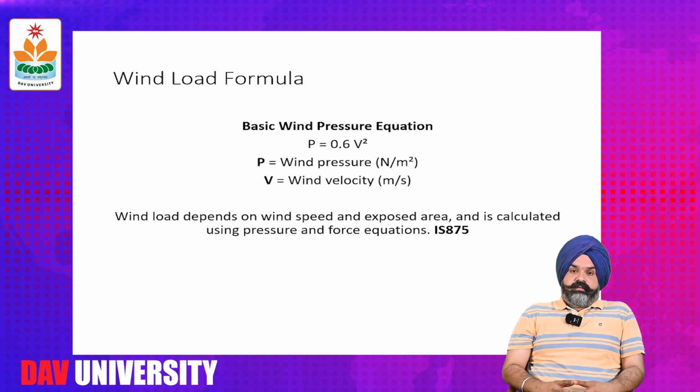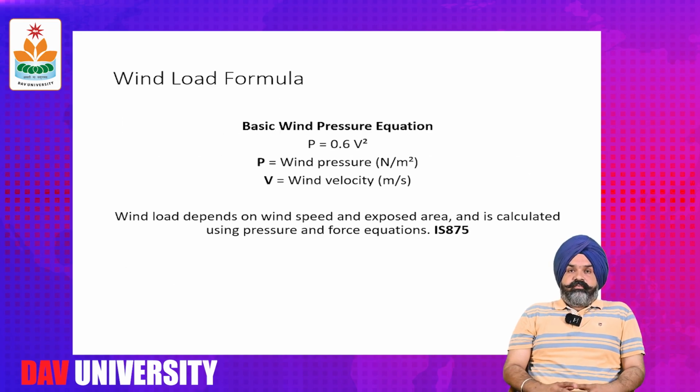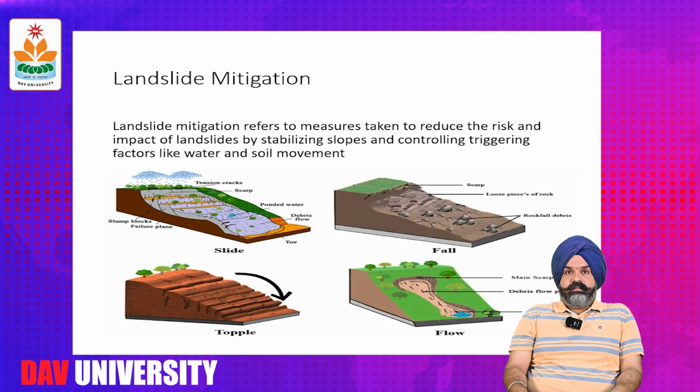Now, for this cyclone resistant design, we have a wind load formula. This is the wind pressure equation: P equals 0.6 V squared, where P is the wind pressure in Newton per meter squared and V is the wind velocity in meters per second. The wind load depends on the wind speed and exposed area, and it is calculated using the pressure and force equation. This equation is mentioned in detail in IS 875. You can all refer to IS 875 for the details of this formula.